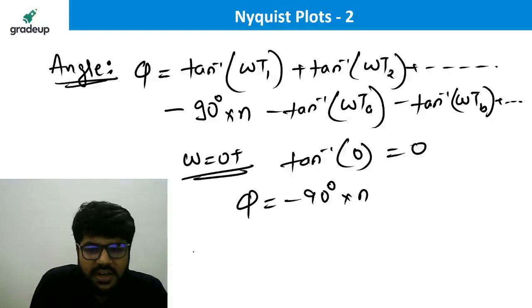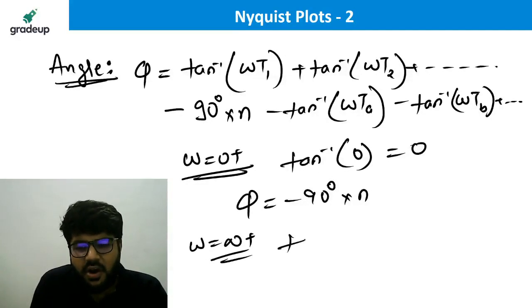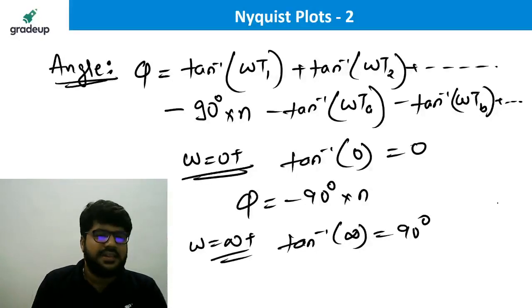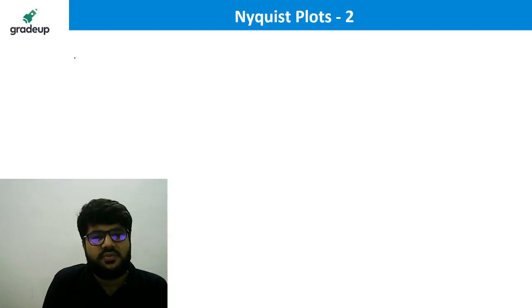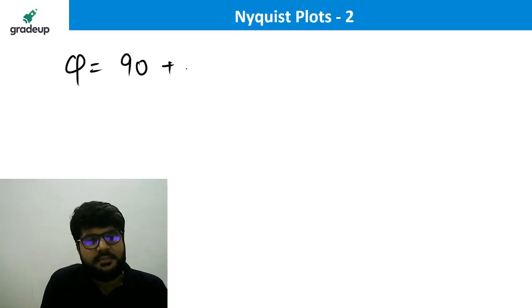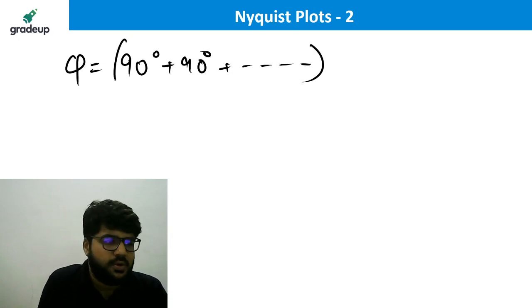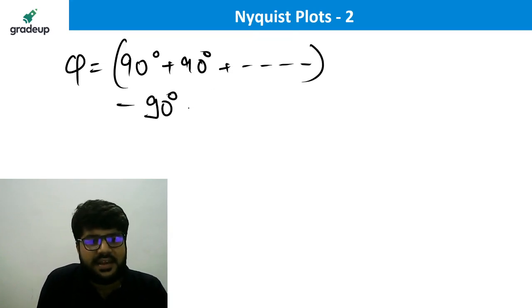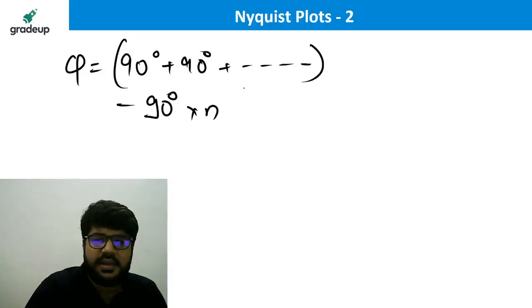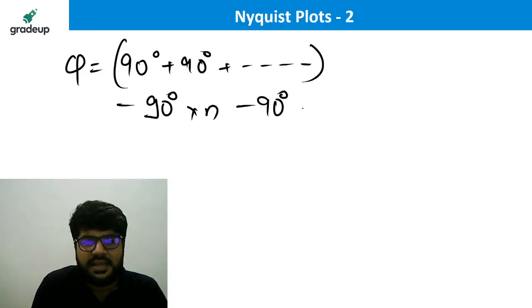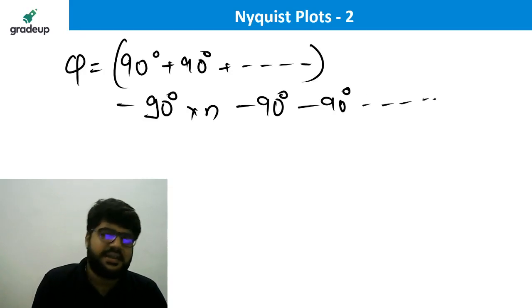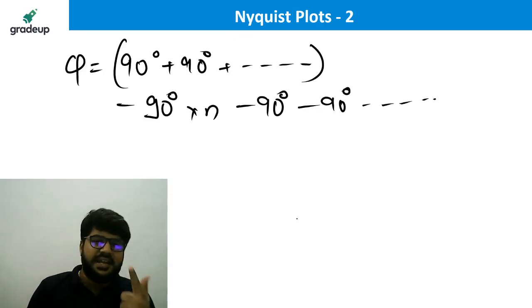Okay. What about omega equal to infinity plus? Infinity plus पे all the tan inverse infinity becomes 90 degree. So what is the phase? It is 90 plus 90 plus 90. How many times? As many as the zeros. Okay. Minus 90 degree into n, that is the fixed term. Then again minus 90, etc. So plus 90 for zeros and minus 90 for poles.